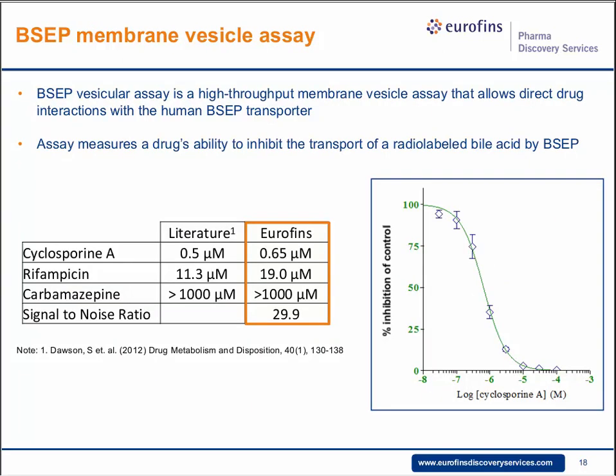Here's an example of some inhibition data generated in a membrane vesicle model, in this case measuring inhibition of the bile salt export pump, or BSEP transporter. This data was obtained using membrane vesicles prepared from human embryonic kidney cells transfected to overexpress the BSEP transporter. And the assay measures transport of a radiolabeled bile acid into the vesicle. The table shows some IC50s generated for various test drugs and the IC50 plot for cyclosporin, a known BSEP inhibitor.